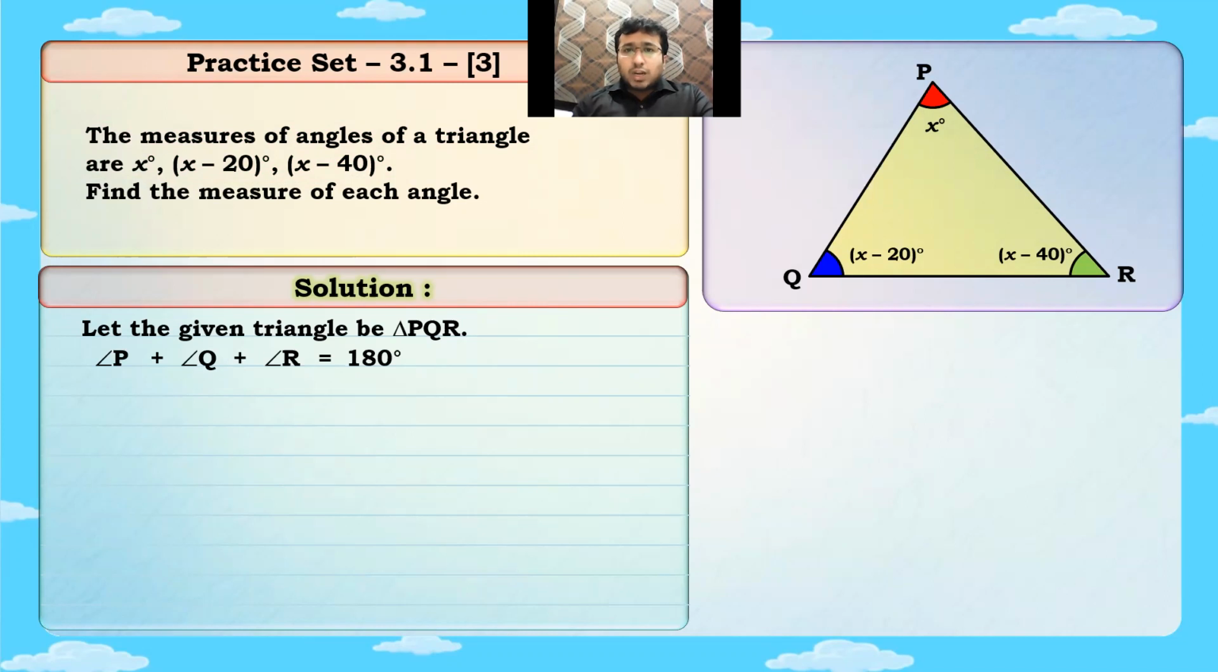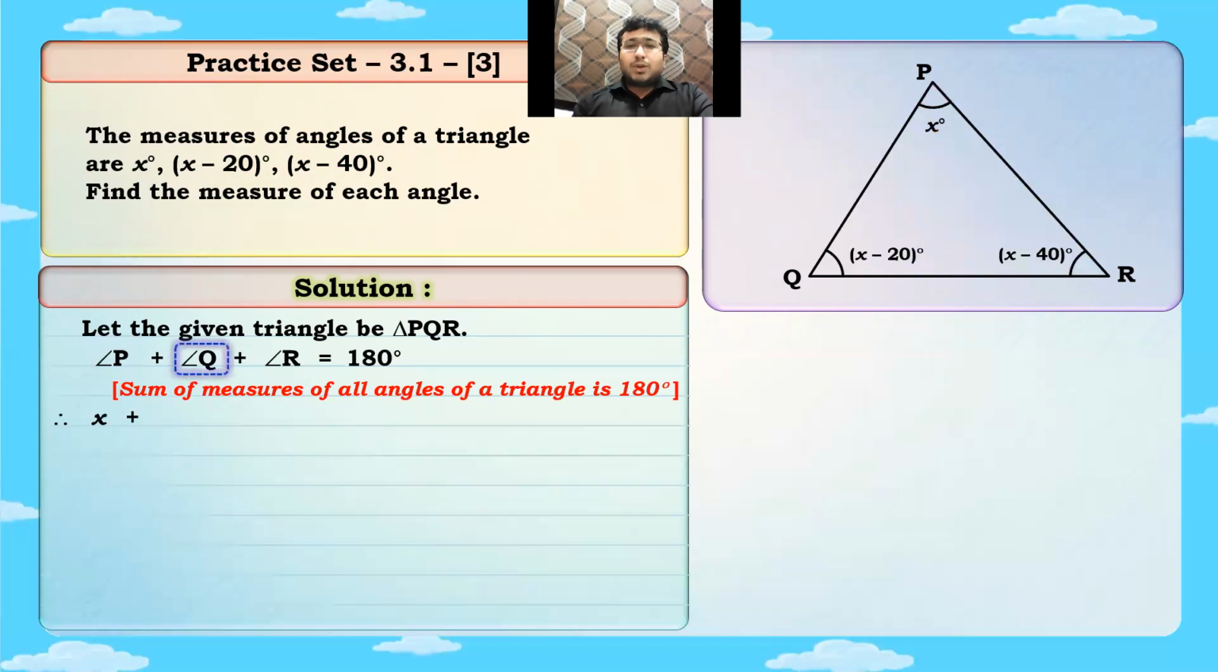Students, after writing this, what are we supposed to write? Yes, we are supposed to write the reason, that is, sum of measures of all angles of a triangle is 180 degree. Now students, instead of P, I'm going to write x. In place of Q, I'm going to write x minus 20, and in place of R I'll substitute x minus 40, is equal to 180. Now students, next step, I'm going to open the bracket. I want all of you to pay attention to this step. x plus x minus 20 plus x minus 40 is equal to 180 degree.